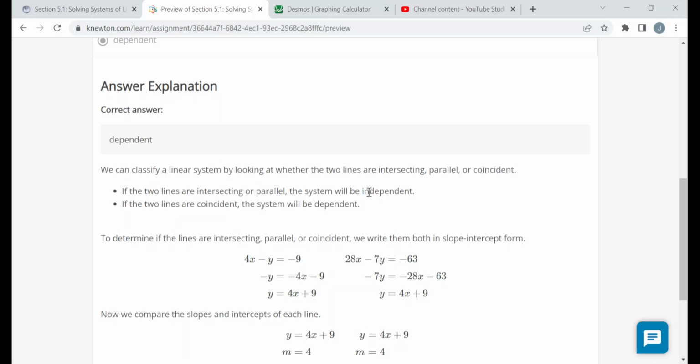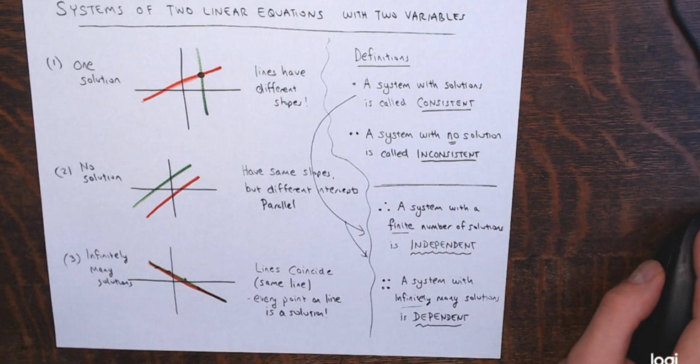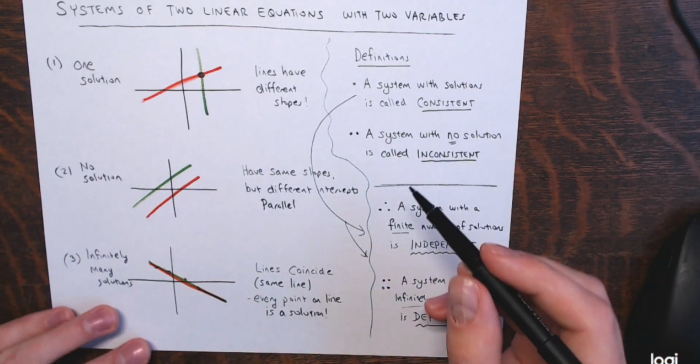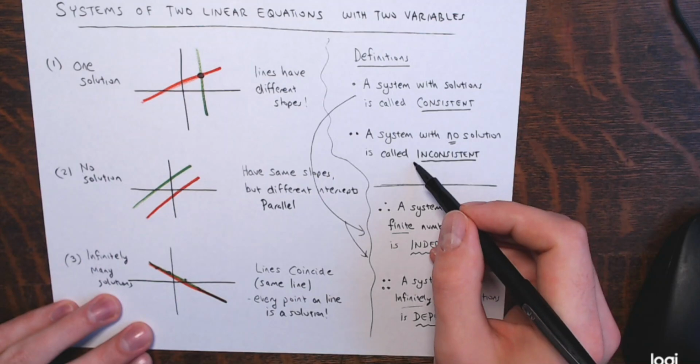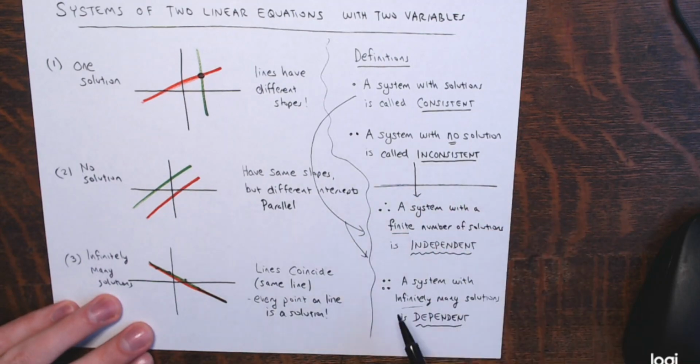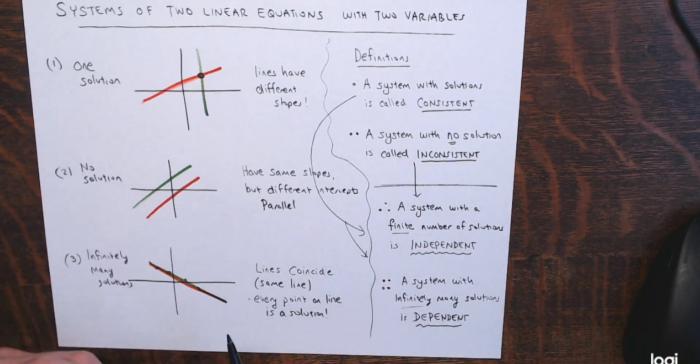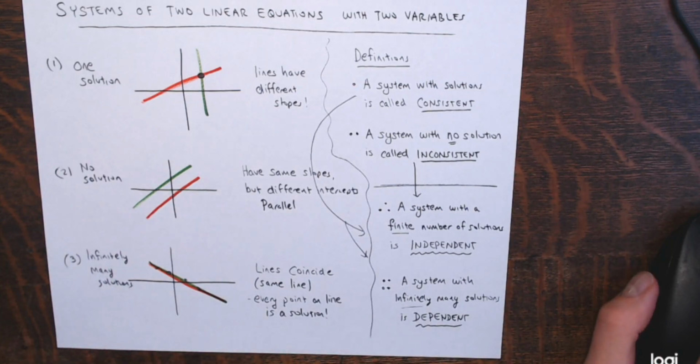I guess you could also say 0 is finite. They're including 0 in there too, it looks like in this text. So no solution, also an independent system, because that is a finite number of solutions, 0 solutions, right? You can count them. So yeah, I've seen other texts where that's not the case. I just forgot that it was the case in this one. Sorry.